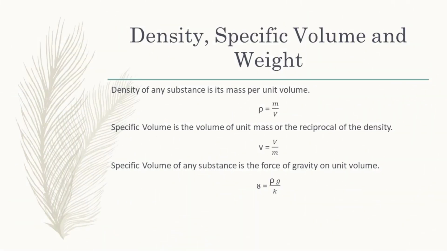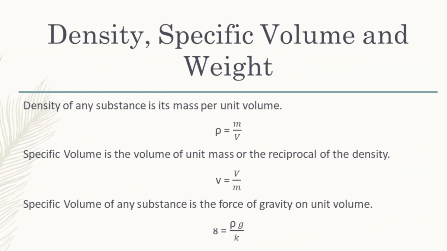Density, specific volume and specific weight. Density of any substance is its mass per unit volume. Specific volume is the volume of unit mass, or the reciprocal of the density. Specific weight of any substance is the force of gravity on unit volume.